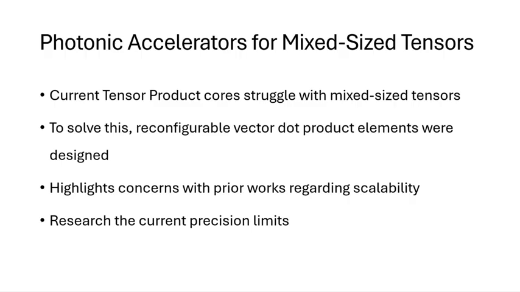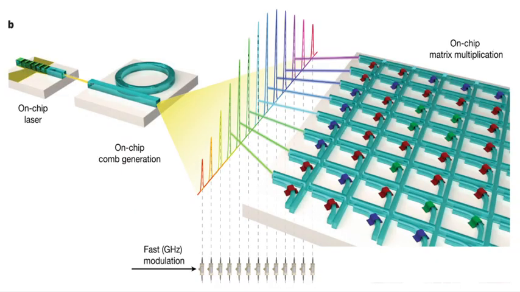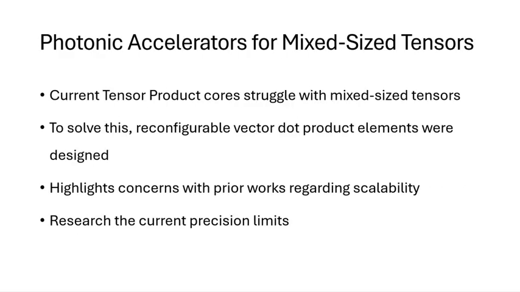This work highlights concerns with prior works regarding scalability. It analyzes the scalability of both aggregation modulation and aggregation modulation tensor product core architectures to capture the vector dot product element interdependence. Furthermore, aggregation modulation tensor product cores.